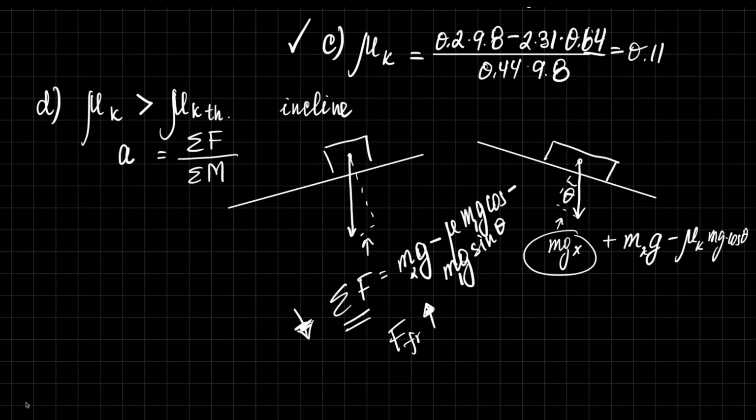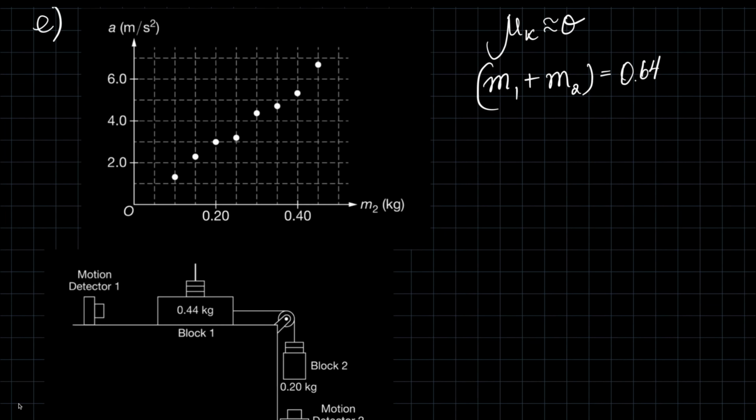In part E, we continue experimenting with this contraption, but we are rearranging so that the extra weights from block 1 are put onto block 2, and that increases the acceleration. Plus, we transfer this to the surface that basically has 0 force of friction, and they are asking us to figure out g, the value of acceleration due to gravity, using this graph. First, we're going to draw a line of best fit.